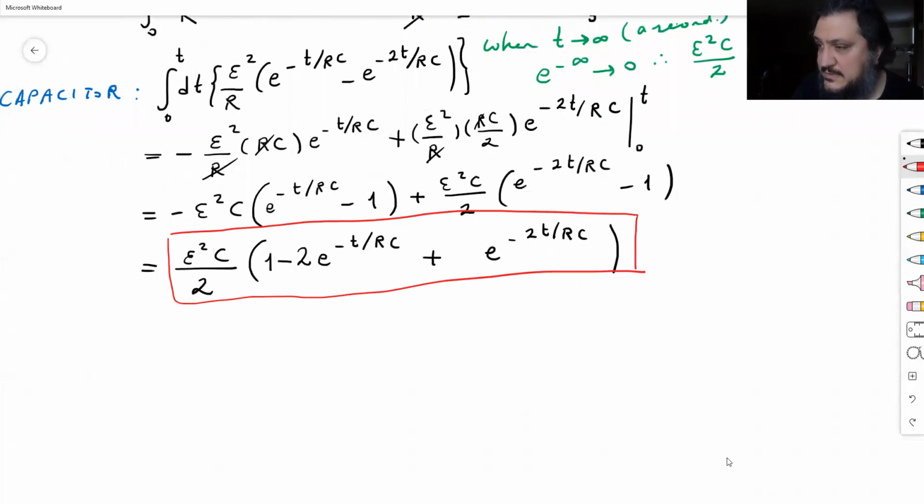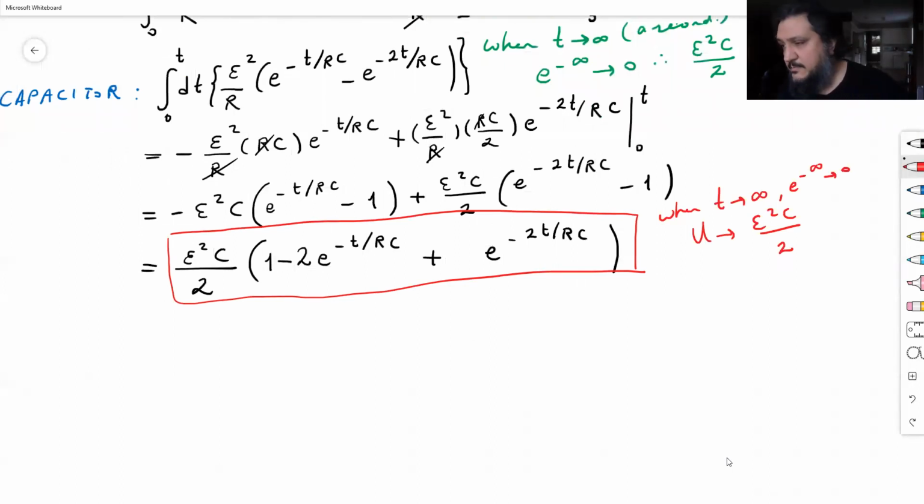Okay, check that limit. When t goes to infinity, e to the negative infinity terms will go to 0. So this is 0, that is 0. What you're left with is equal to E squared C over 2. Okay, like 1/2 CV squared, remember? That's what it is. Okay, so let's plot these now.